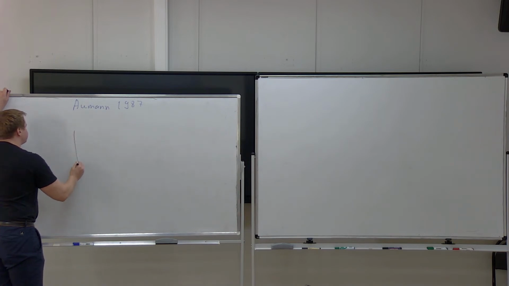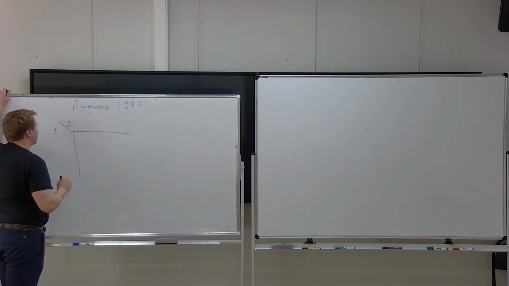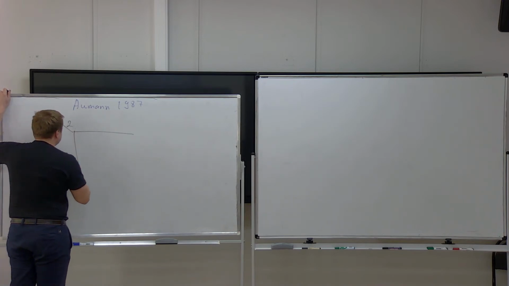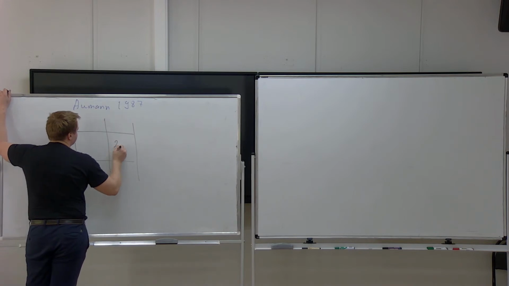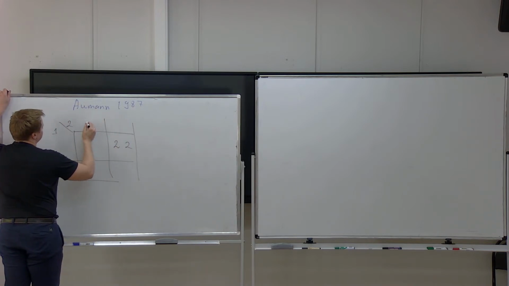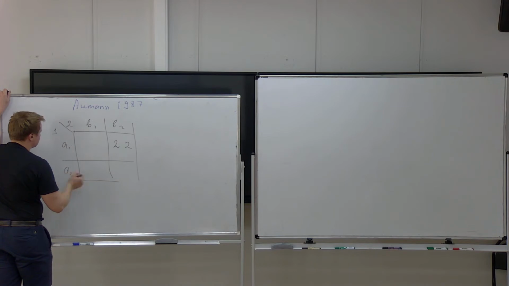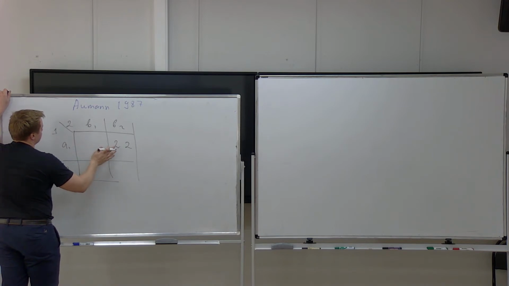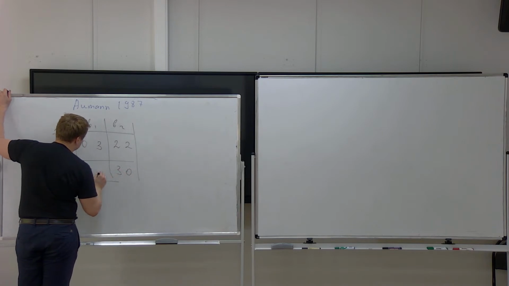Suppose we have a two-player game. We have player 1, player 2. Okay, and payoffs are as follows. So this is B1, B2. This is A1, A2. Zero, 3, 3, 0, minus 1, minus 1.